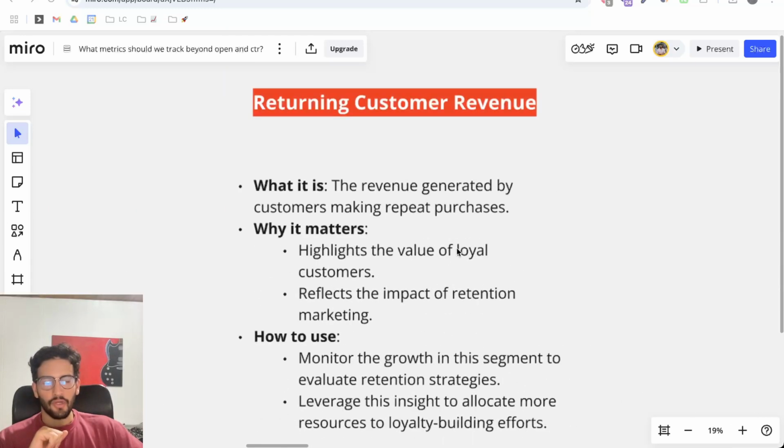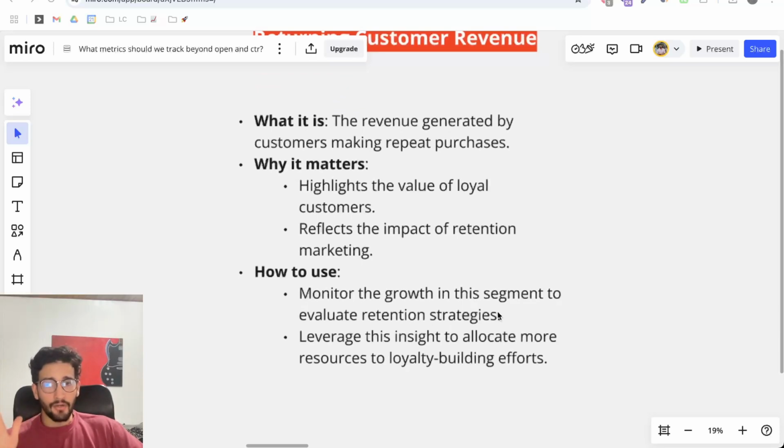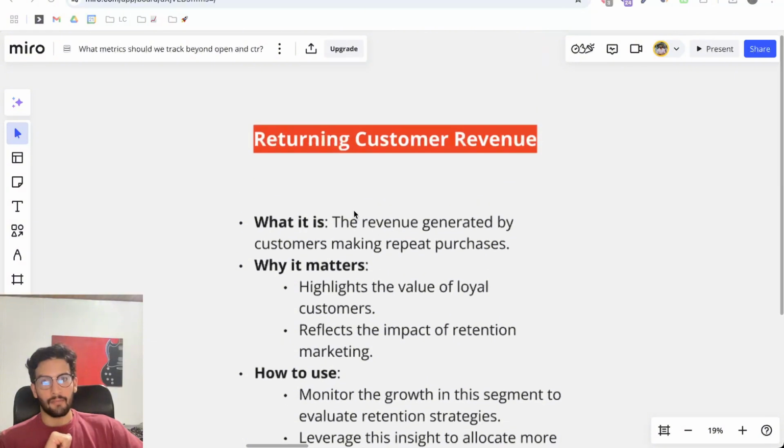Moving on, we've got the returning customer revenue. What it is, the revenue generated by customers making repeat purchases. Why it matters, it highlights the value of loyal customers and reflects the impact of your retention strategies. How to use it? Monitor the growth in this segment to evaluate retention strategies and leverage the insights to allocate more resources to loyalty-building efforts. If, for example, you see that the revenue coming from returning customers is very high, of course, it makes sense to double down on that as well, right?